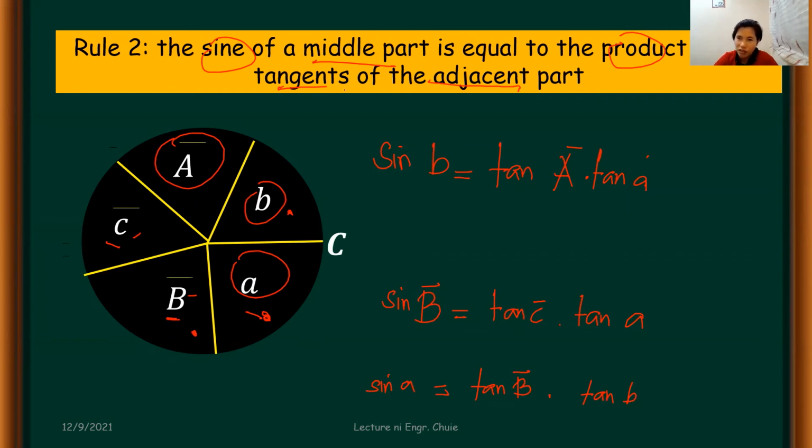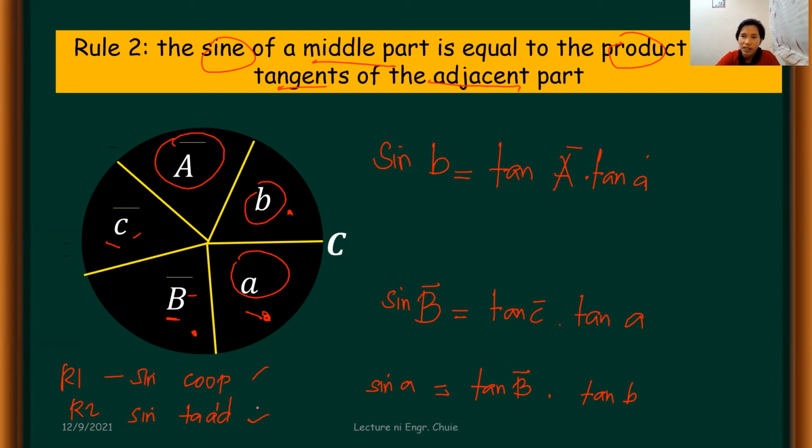Okay, kung balik tayo sa rule, the sine of the middle part is equal to the product of the tangent of the adjacent part. So sa rule number 1, the sine of the middle part is equal to the product of the cosine of the opposite part. So yung mnemonics nito ay sin co-op and then sin taan. So sine, this is rule number 1 and this is rule number 2. The sine of the product of the cosine of the opposite and then the sine of the product of the tangent of the adjacent side.